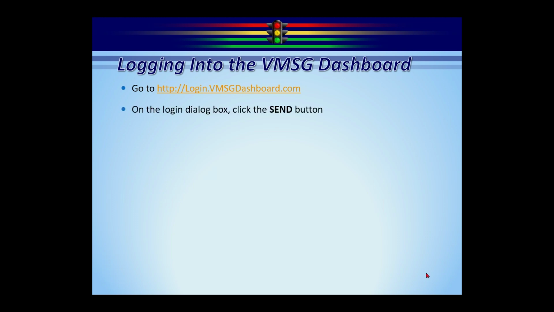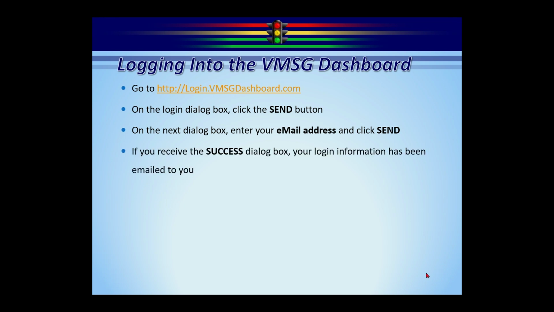You're going to get a dialog box that has 3 buttons. The leftmost button is called send, which means send me my stuff. When I click the send button, it's going to ask me to enter my email address. I'll click send again. Hopefully I'll get a success dialog. That means I found all your stuff and sent you the email. If you get anything else, please contact us. That means something's wrong with your account or it's maybe not even in there yet. Just contact us and we'll get you fixed up.